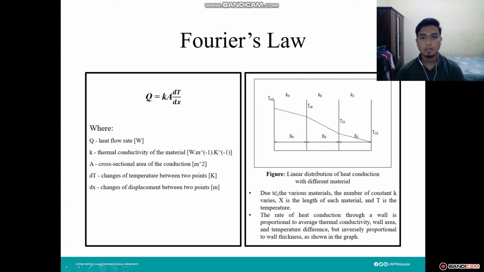This figure shows the linear distribution of heat conduction with different materials. Due to the various materials, the constant k varies, while x is the length of each material and T is the temperature. The rate of heat conduction through a wall is proportional to the average thermal conductivity, wall area, and temperature difference, but inversely proportional to wall thickness, as shown in the graph. That's all from me. Thank you.